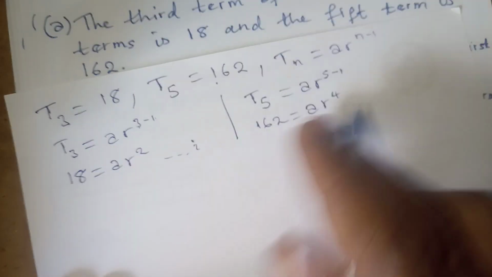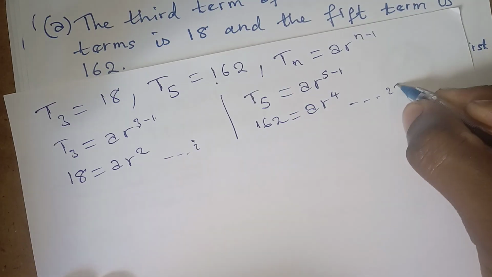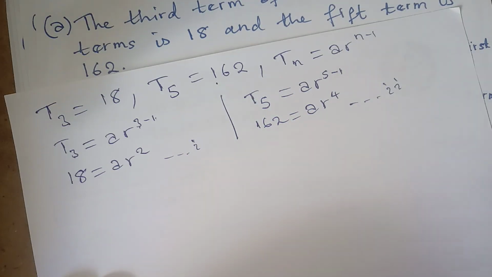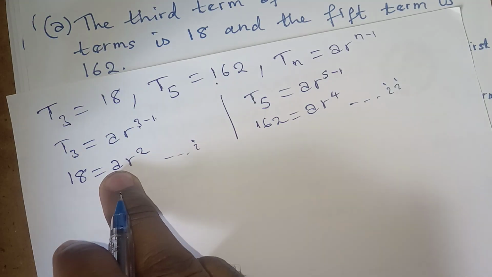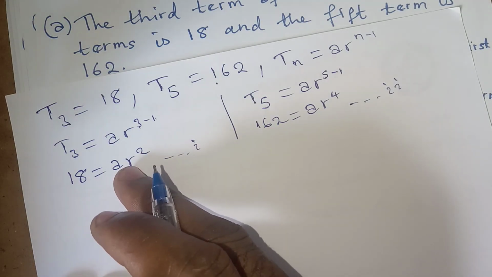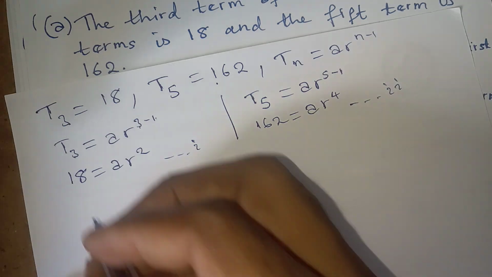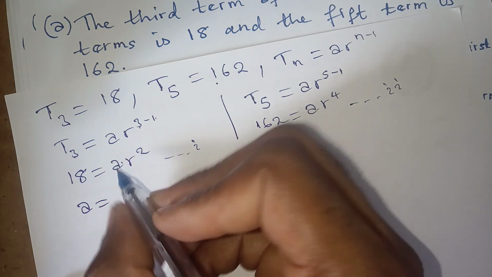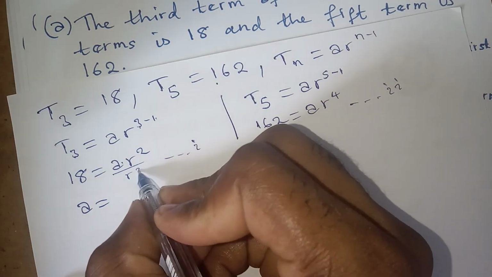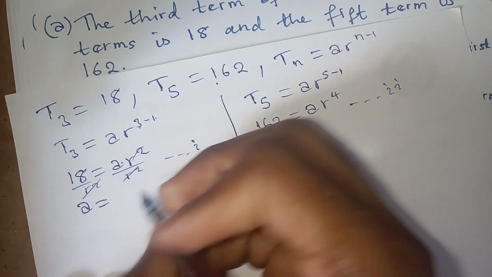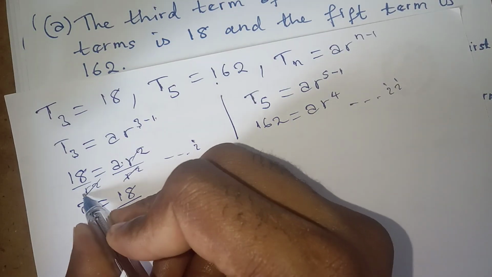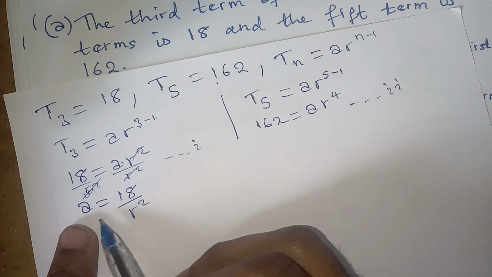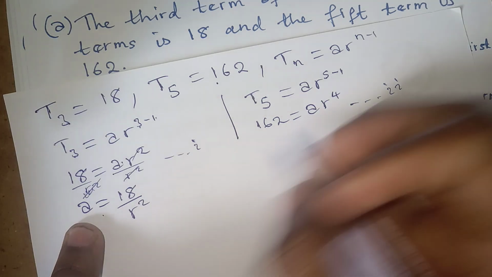So now we can solve these two equations simultaneously. Remember, the easiest way of solving such kinds of equations is by making a the subject. Yes, you can make r the subject, but that's a lot of work. It's much easier when you simply make a the subject because it has no power. You simply divide both sides by that and you are done. So you have 18 over r squared.